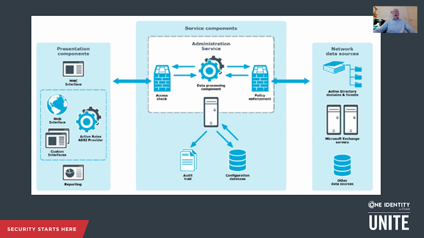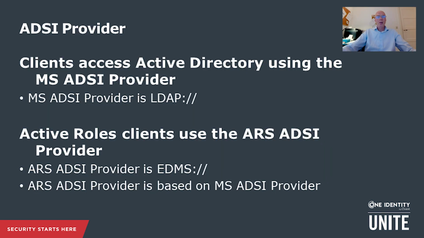So clients use Microsoft's ADSI provider, LDAP, to access Active Directory directly. Active Roles has its own ADSI provider, EDMS, which allows clients to access Active Roles the same way the LDAP provider allows clients to access Active Directory directly. The Active Roles ADSI provider is basically based on the Microsoft LDAP provider. We just add some extensions. The core of the Microsoft ADSI provider is IADS.H for those that are interested, and you can look that up on TechNet or other Microsoft sources. More information on the Active Roles ADSI provider can be found in the SDK that we ship with the product.